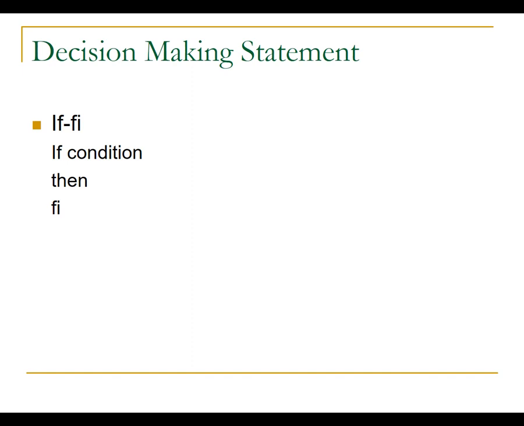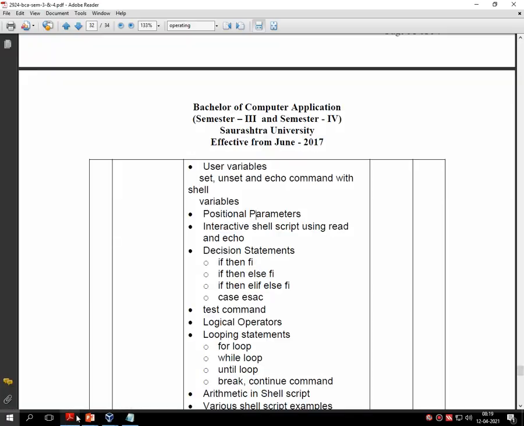The next concept that we have to keep into consideration is decision making statements in Linux. Linux supports various decision making statements, but the syntax is different. For example, for if, the syntax is if, then, fi. For if else, it is if, then, else and fi. That means if should be terminated with fi. And for multiple if else, it is if, then, else if, else, fi.